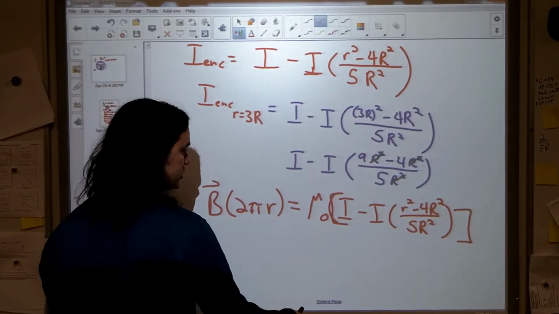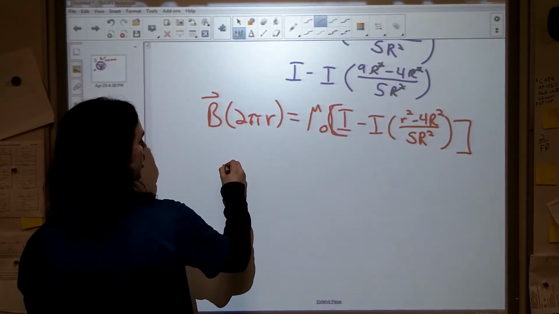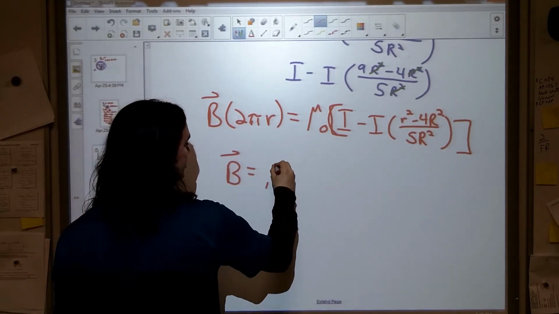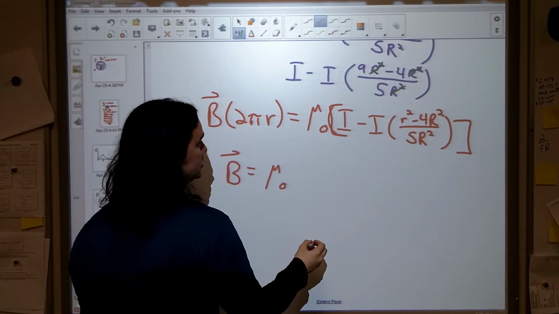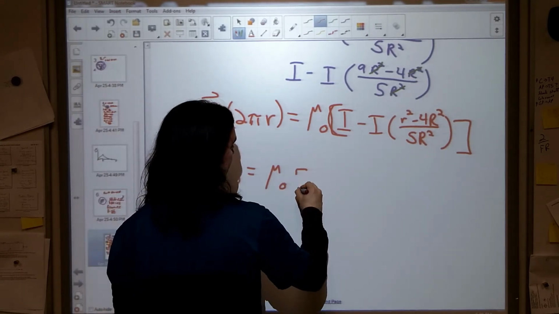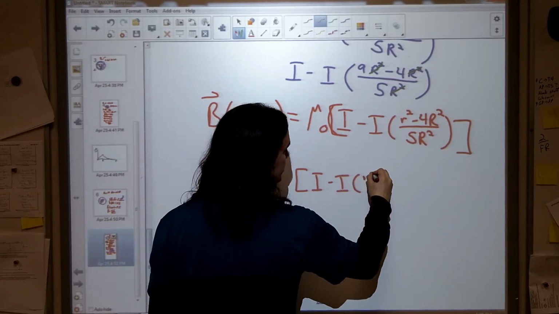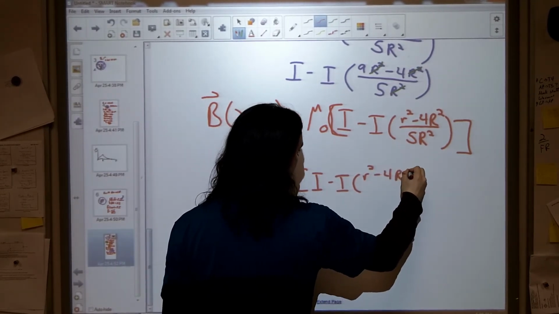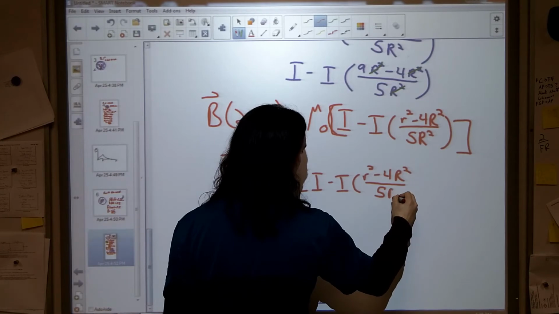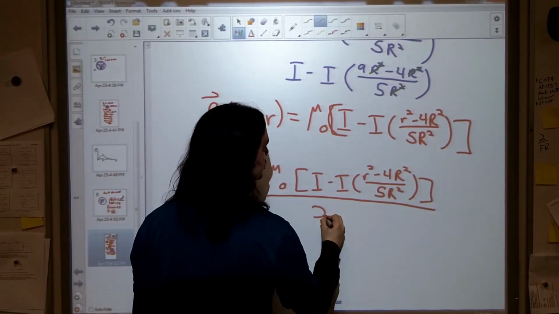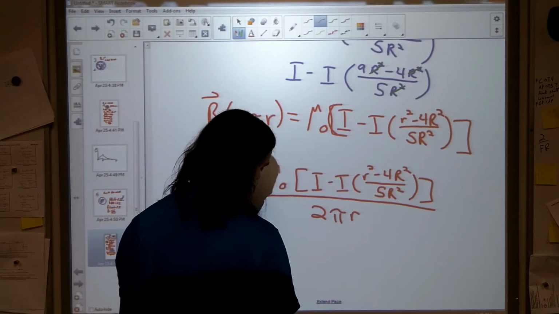That's our current enclosed. We end up with the following, that our magnetic field inside that region is going to be mu naught times, well, all of this mess, I minus I times little r squared minus 4 big R squared over 5 big R squared, all over 2 pi r.